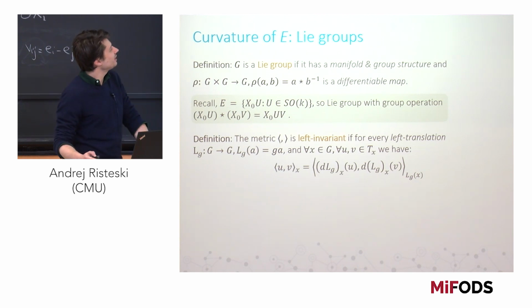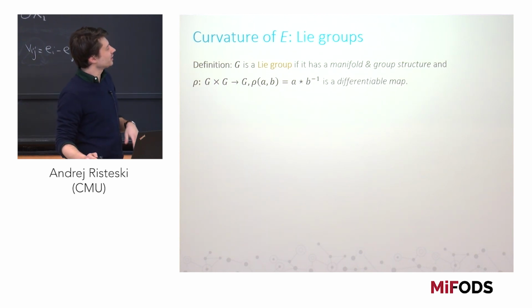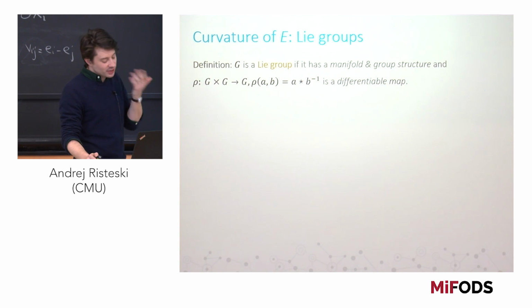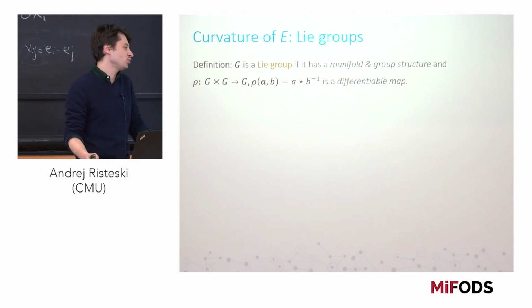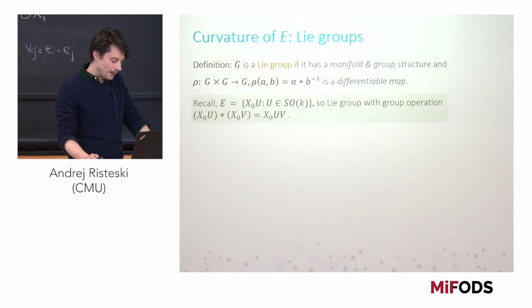Okay. So maybe let me just do this slide a bit slower, right? What we're leveraging is that there's some algebraic structure to our sets. So in particular, if you recall, a Lie group is basically a group that has both manifold and group structure. And what that means is that if you look at A composed with the inverse of B, where the composition is according to the group, that's differentiable.